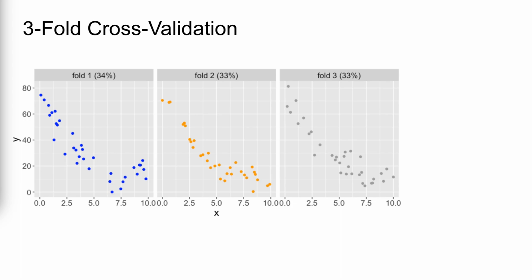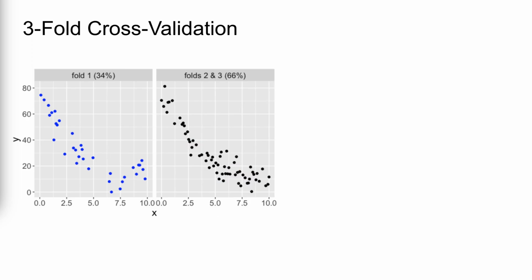Let's try the same thing, but using k equals 3 folds of roughly equal size. 34% of the data was assigned to fold 1, 33% to fold 2, and 33% to fold 3. From here, the cross-validation algorithm evolves in 3 main steps. First, we hold out fold 1 as the test set and combine folds 2 and 3 into a single training set. Thus, a combined 66% of the data will be used for training and 34% for testing.